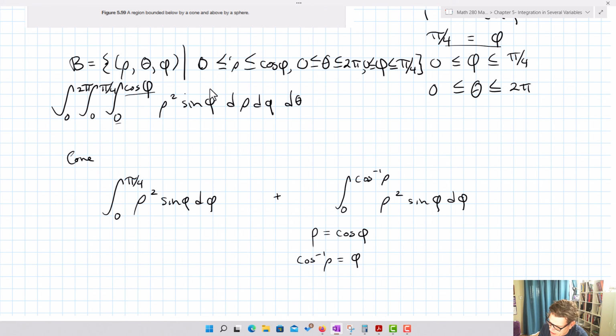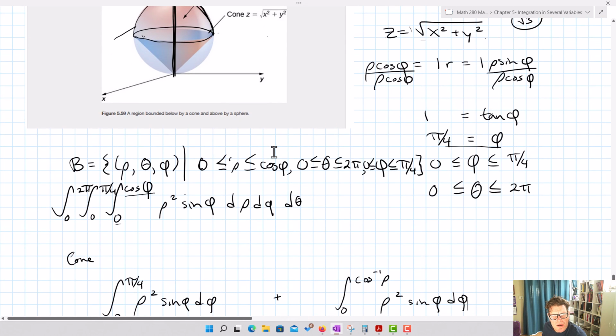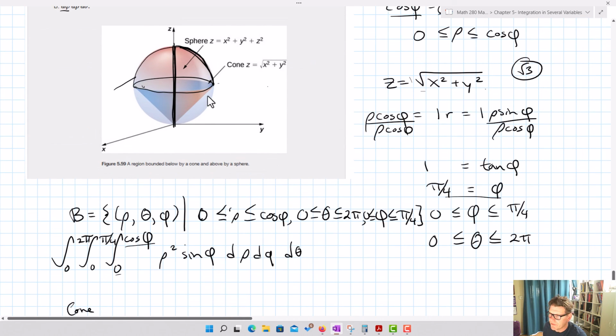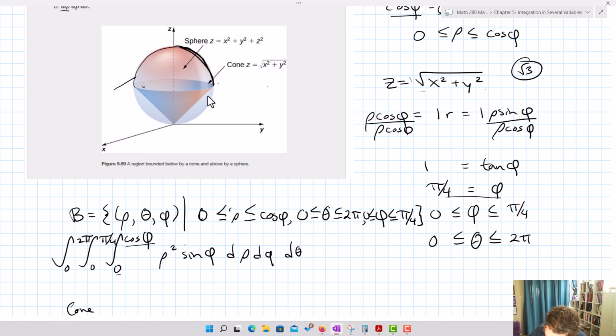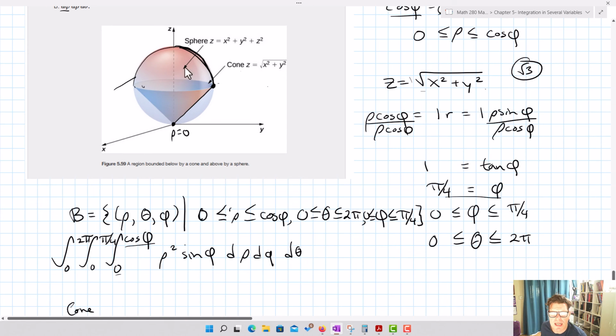And then again, we have rho squared sine phi d phi. Next up, we need to figure out rho. If I look here now, I've got to take a look at the cone first. If I look at the cone first, there's rho equals 0. And then I need to figure out what this length is, because that's going to be my max length for rho. And that's the point at which the sphere and the cone meet. So the sphere and the cone meet at that place.